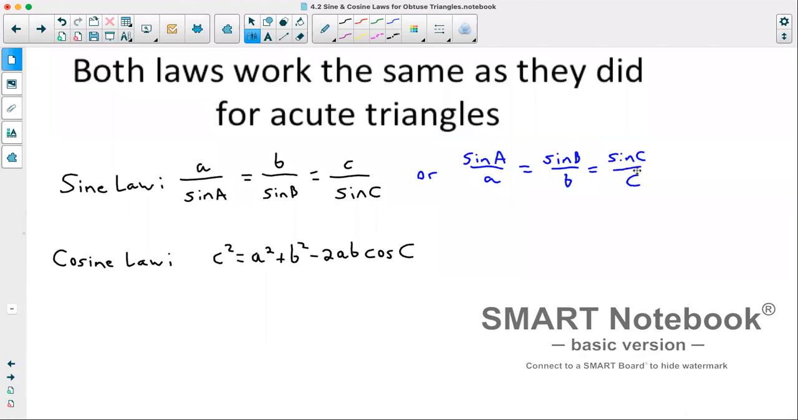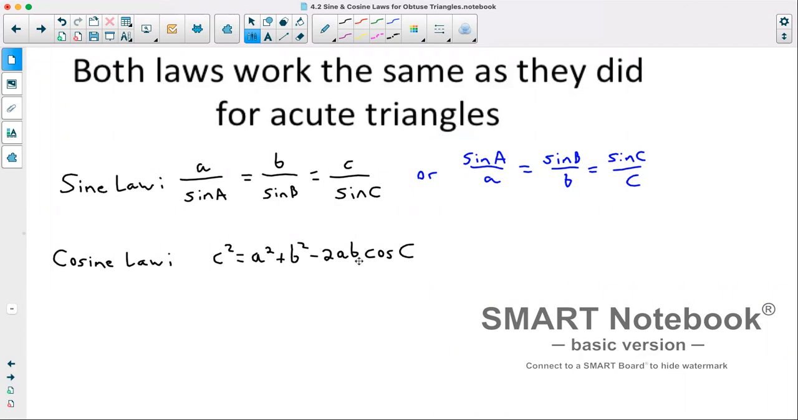And our cosine law is c squared equals a squared plus b squared minus 2ab cos of C, where whatever we're solving for, that letter goes here, and the rest of the equation is filled up with our other sides.